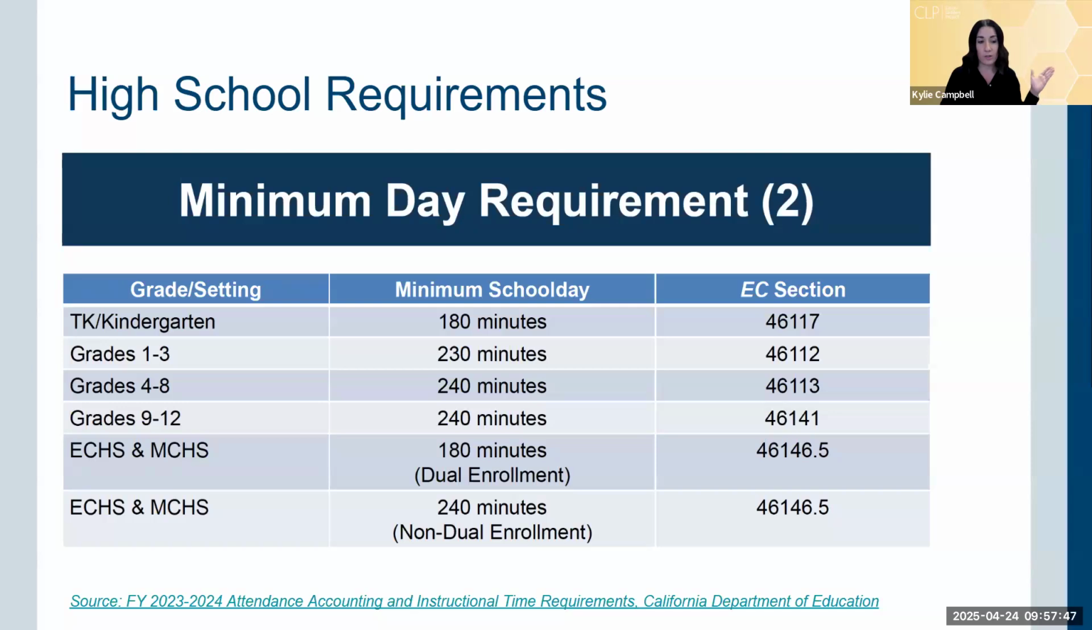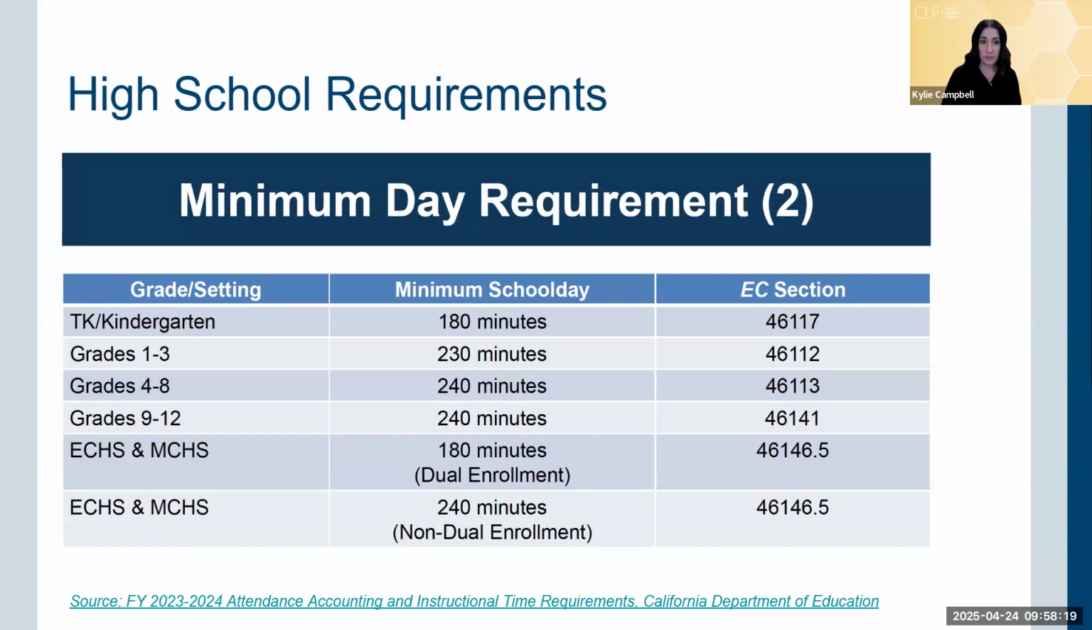And so for our comprehensive traditional grade 9 through 12 high schools, the minimum school day requirement is 240 instructional minutes. We will get into what counts in that, what doesn't, but what's important is that on an average, there are 240 minutes within a day. If you're on a block schedule, there is an average of that over a certain amount of days, right? And so if you're on block schedule, you're more familiar with how that math is done.